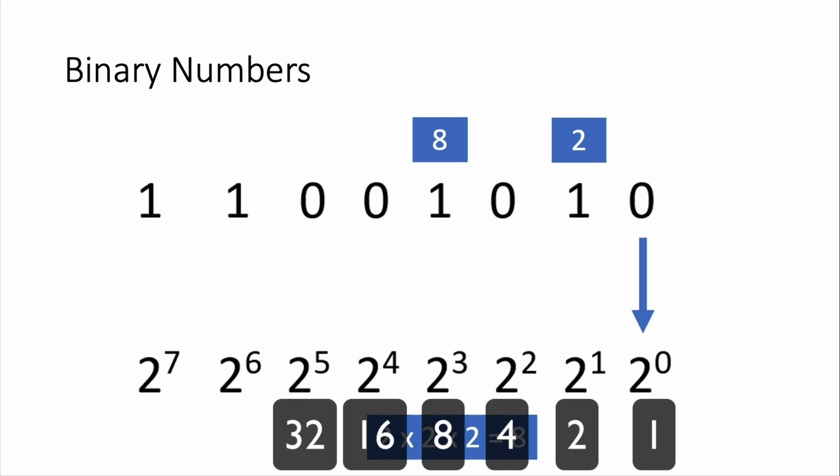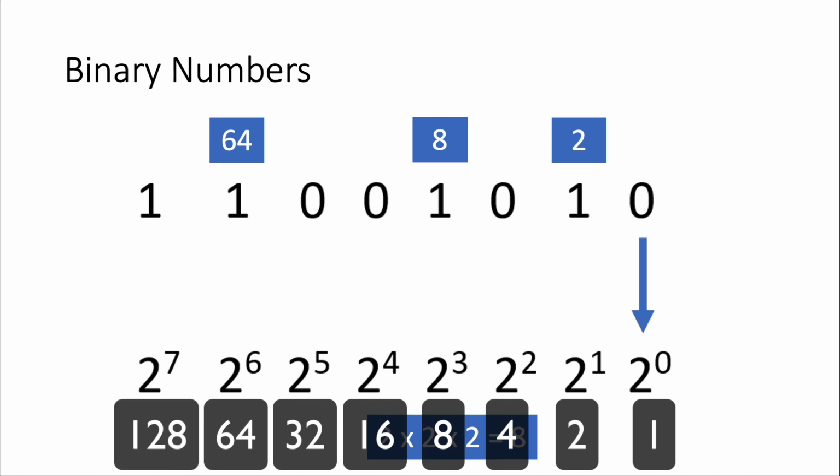Look ahead. We have another 1 coming up. It's at 2 to the sixth power. So what is 2 to the sixth? Well, the answer is 64. So this number is in the 64 place. What's the last one then? It's 2 to the 7th. So double of 64, that's going to be 128.